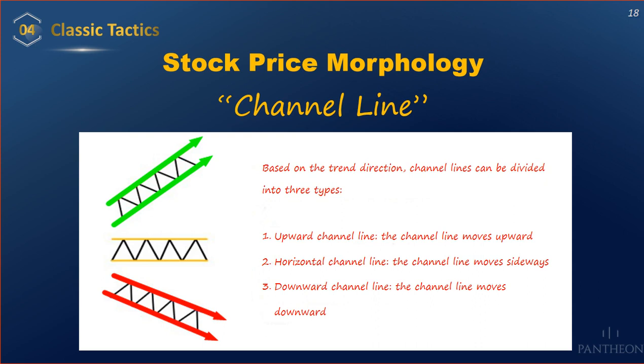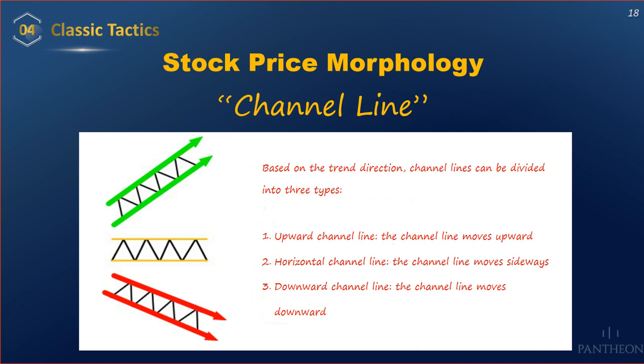For number 2, which is the yellow one, horizontal channel lines. The price direction is horizontal, and the channel lines move sideways. In fact, we often describe this type of channel line as a rectangular oscillation. As for rectangular oscillation, I believe everyone could remember the content that I shared earlier in my previous lesson.